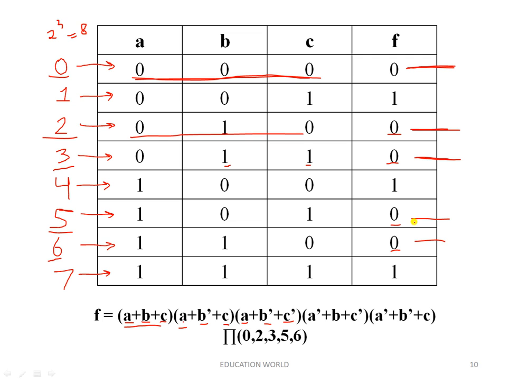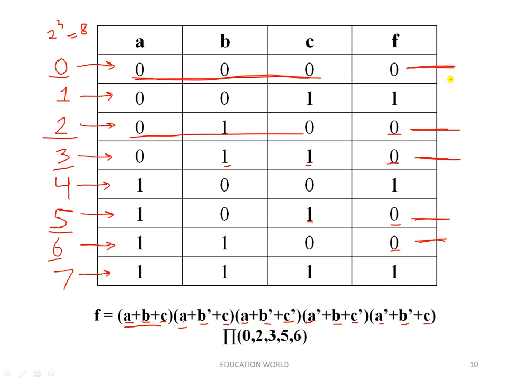Then for this 0, A is equal to 1, so it is written in complemented form, B is equal to 0, so it is written in true form, and C is equal to 1, so it is written in complement form. And for this 0, A is equal to 1, so it is written in complement form, B is equal to 1, so it is written in complement form, B complement, and C is equal to 0, so it is written in true form. So by this method we form a canonical product of sum expression.